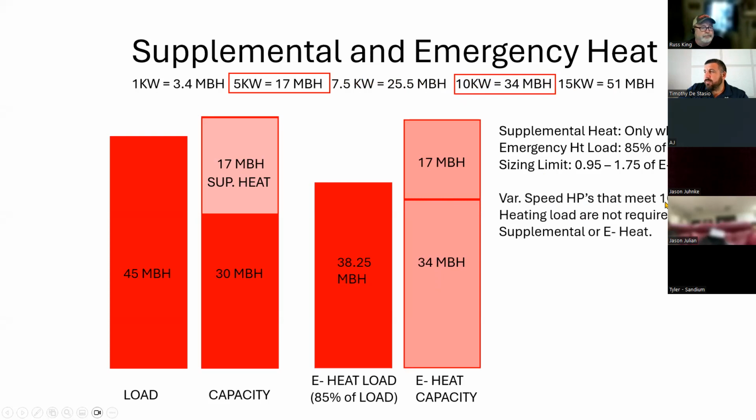Variable speed heat pumps that meet 100% of the heating load, according to Manual S, are not required to have supplemental heat or emergency heat. And I thought that was kind of weird. It says it's not required.